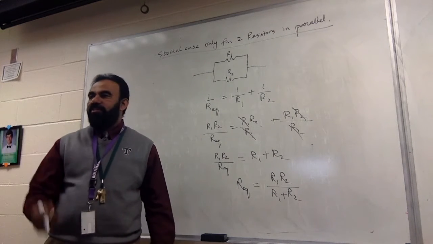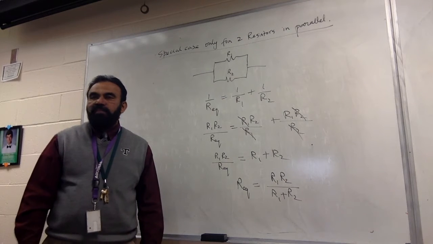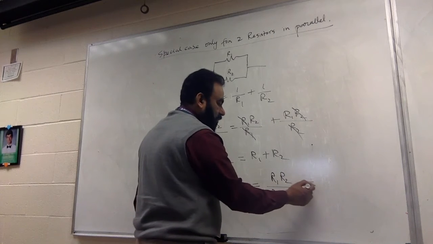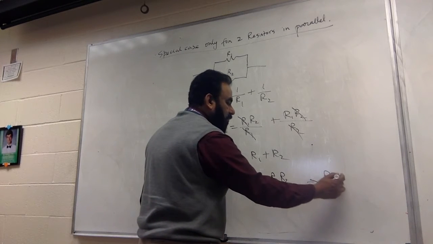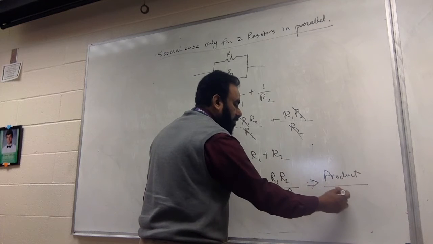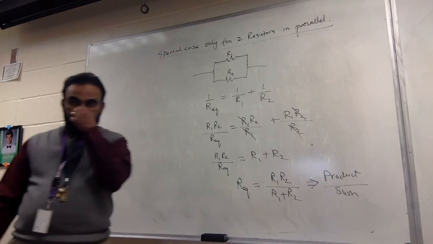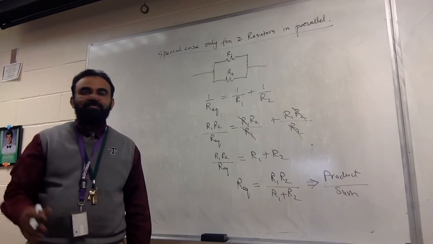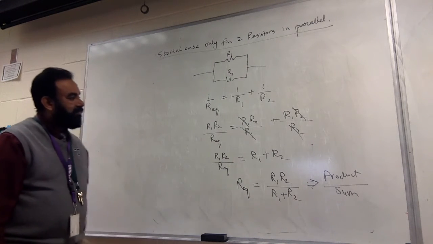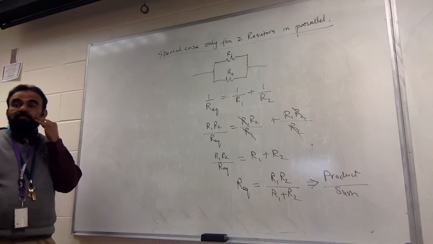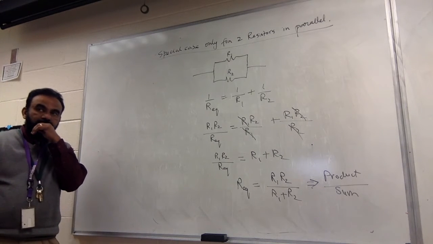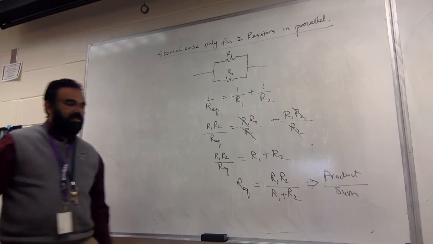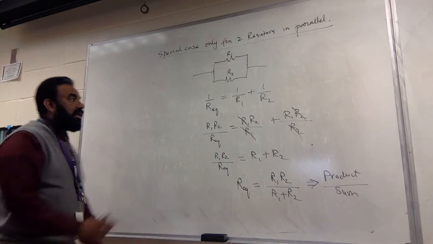So if you have just two resistors in parallel, it's easy to find the answer because all you do is product over sum. Product over sum. So that makes it faster to do the problem. You get it? So R equivalent is going to be just product over sum. I'm just giving this example.